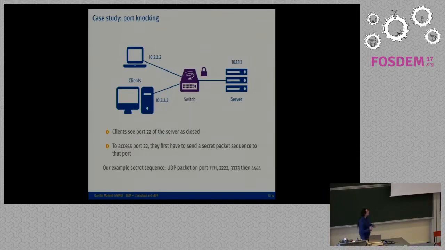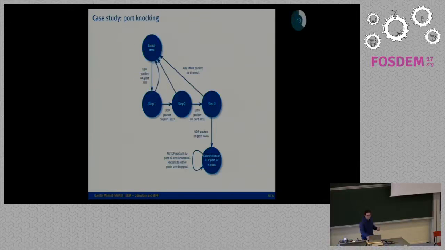So to implement this sequence, for example, in my case, packets on UDP port 1111, 2222, and so on until 4. To implement this, we need to register somewhere the state, to remember the previous packets from this sequence. So this is the diagram, the state machine for this example.